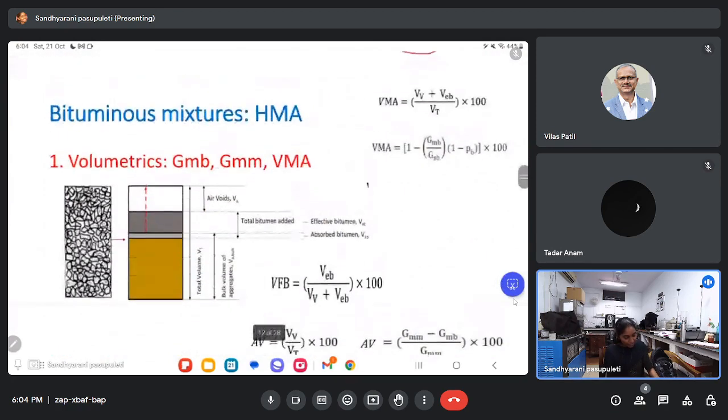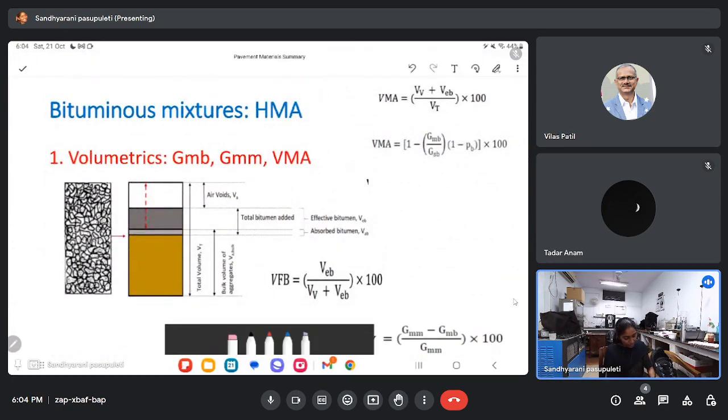So very briefly, let us see what are the main points that need to be remembered. We know this is the structure of the mix, where we have aggregates and also binder that is being absorbed. Then there is some binder that is still available on the surface of the aggregates, in between the aggregates, that is called the effective bitumen. So this effective bitumen and the absorbed bitumen together are called the total bitumen.